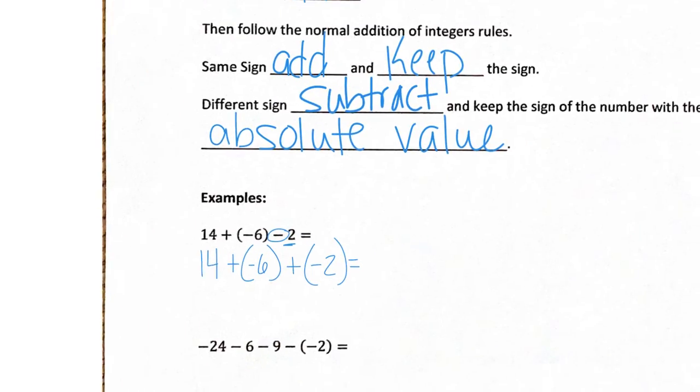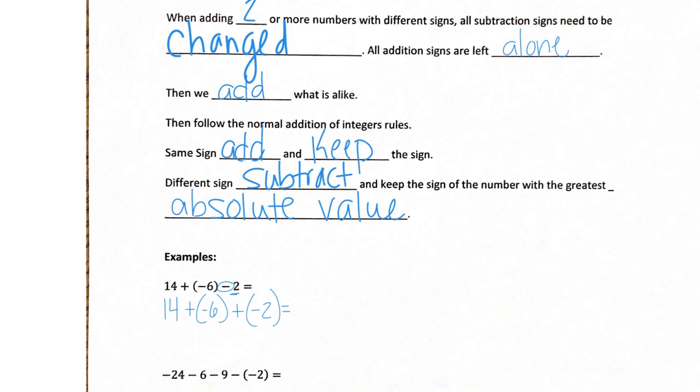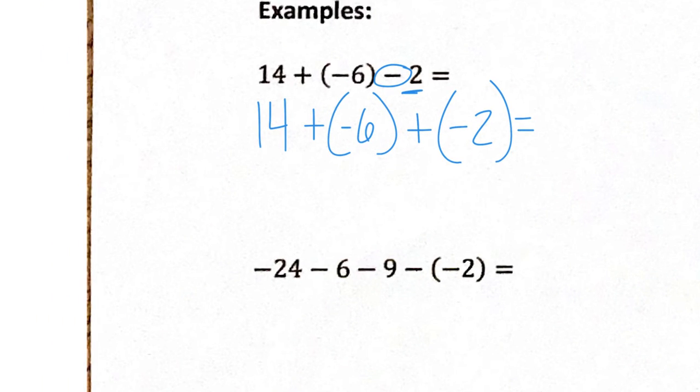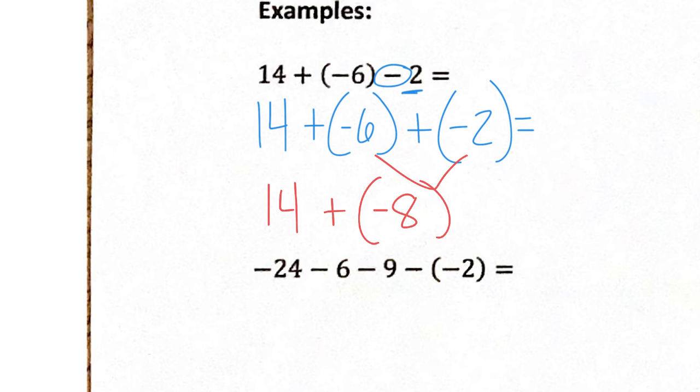Now, if I go back to the rules up here, I put that we change everything, right? And then we add what is alike. So what's alike in this problem? Very good. So we've got a negative 6 and a negative 2. So let's leave this 14 alone. Keep my addition sign. We have a negative 6 plus a negative 2. The rule for same signs is to add and keep the sign. So what's 6 plus 2? 8. You multiply, that's okay. 6 plus 2 is 8. Keep the negative sign. This will get confusing. You have some of these on your homework, so you've got to make sure you're breaking them down slowly.